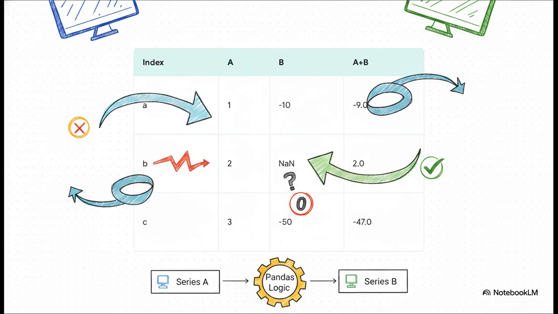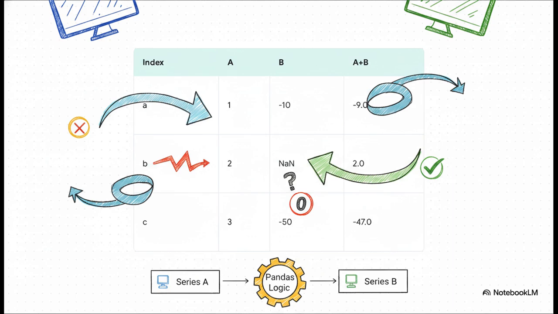Let's say you want to add series A and series B together. Pandas is smart, right? It automatically matches them up by their index label, so A pairs with A, B pairs with B, and so on. But look closely at row B here. Series B is completely missing a value there. By default, Pandas kind of panics and throws a NaN, which stands for not a number, straight into your results.